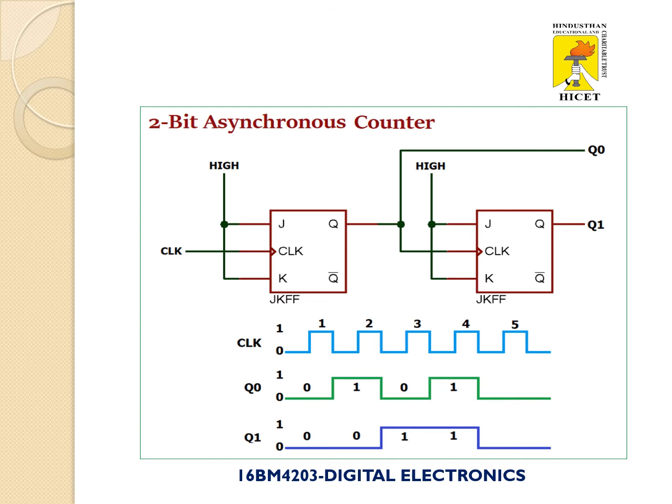First negative going pulse of the clock pulse. At that time, initially assume Q equal to 0. So when the clock pulse is applied during the first negative going pulse, the input of flip-flop 1 is 1 1. In the case of a JK flip-flop, when 1 1 input is applied, the output toggles. So if you assume 0, that becomes 1.